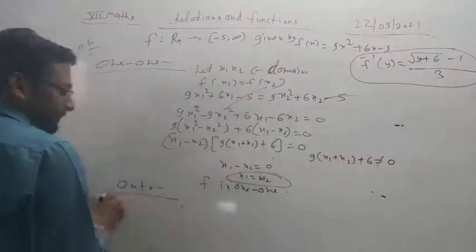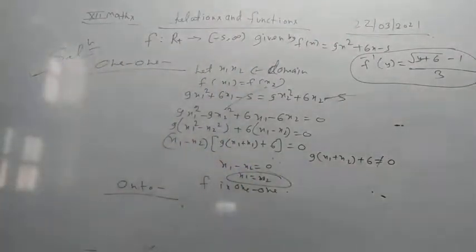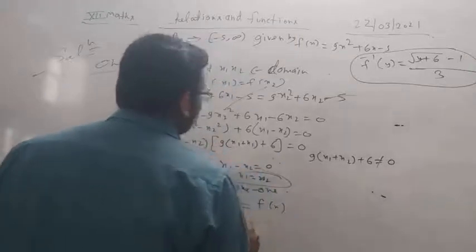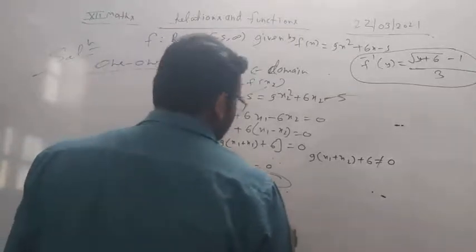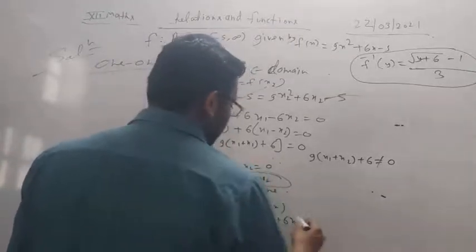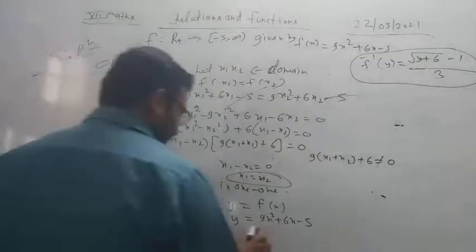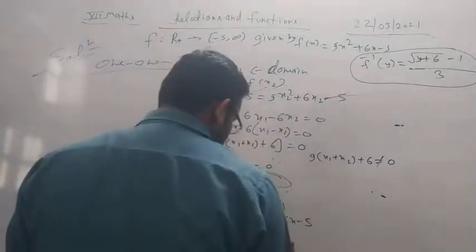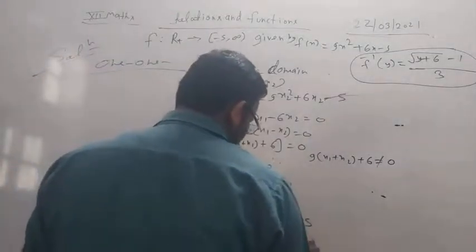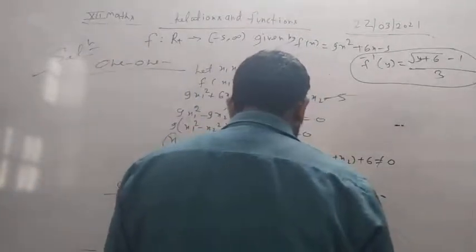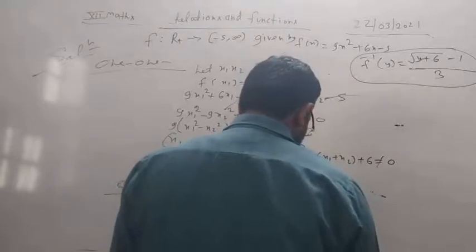Now students, we check for onto. So students, we let y = f(x), and f(x) is 9x² + 6x − 5. Okay. So students, now we write this as 9x² + 6x − 6 + 1.